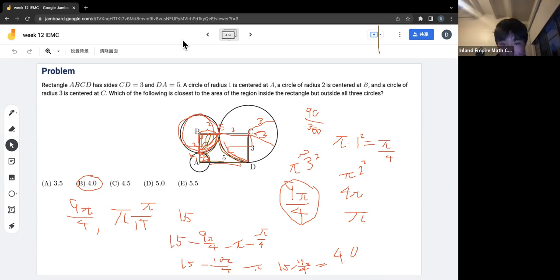So does that make sense to everyone? It's quite a complicated problem, but it uses relatively simple ideas.